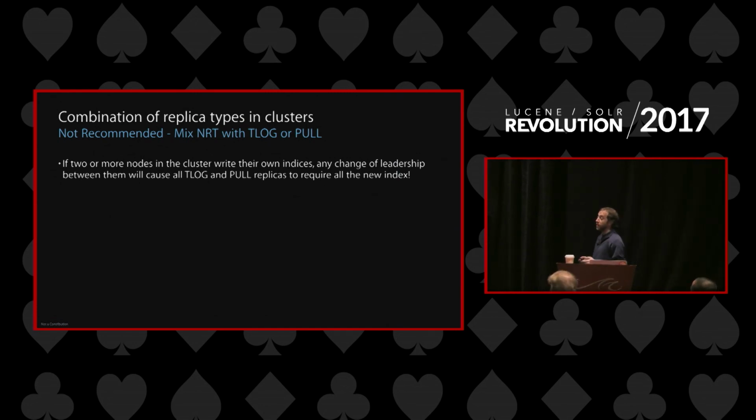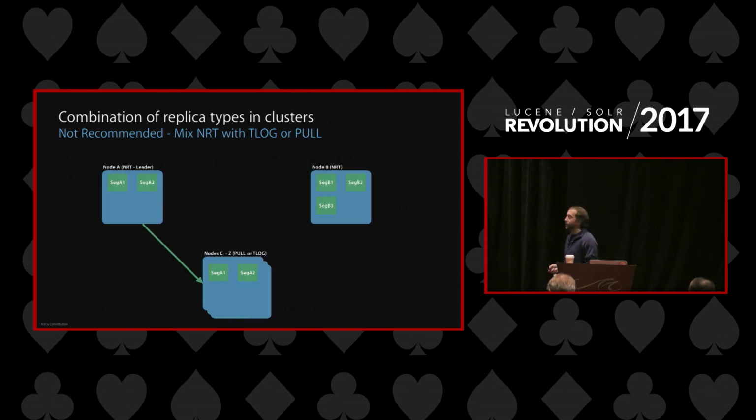This is one of the combinations that's not recommended, that should not be used: mixing near real-time replicas with T-log or pull. Essentially, don't mix near real-time replicas with any type that exists right now. Let's go back to that example and think how it would work if node A and node B were near real-time. Let's say it's not even necessary to be in recovery. This is the periodic replication that happens for all the T-log or all the pull replicas.